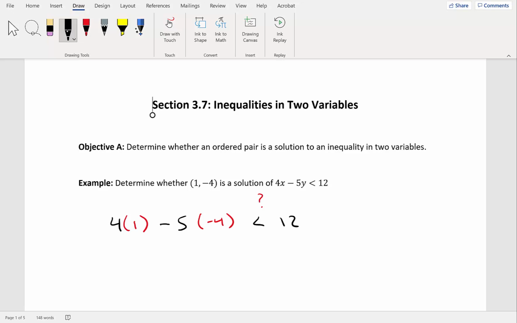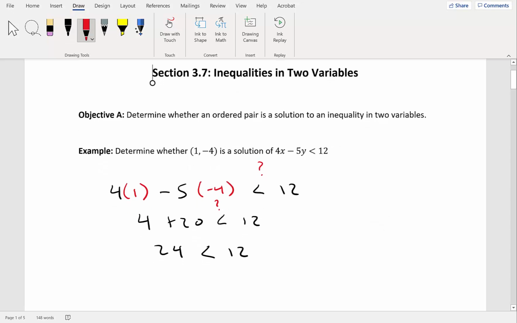Okay, so let's go ahead and simplify it. So 4 times 1 gives us 4. And then negative 5 times negative 4 gives us positive 20. We want to check if this is less than 12. Simplify a little bit more. So 4 plus 20, we get 24. We have less than 12. Now check to see if this is a true statement. So 24, this is not less than 12. So this is not true. So that means (1, -4) is not a solution.